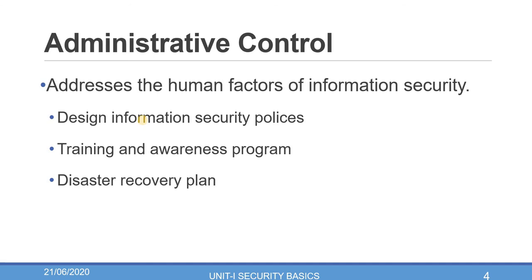It means the humans or the senior management design the information security policies, then conduct trainings and awareness programs related to cyber security, information security, and disaster recovery plans. So in administrative control, the human factor is involved in maintaining the security of information.